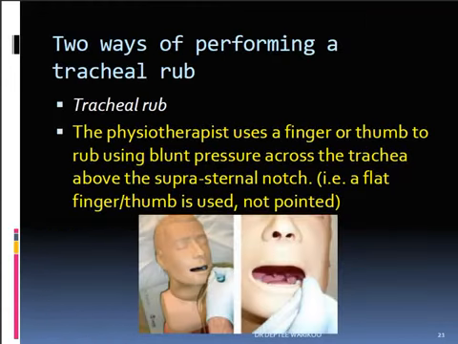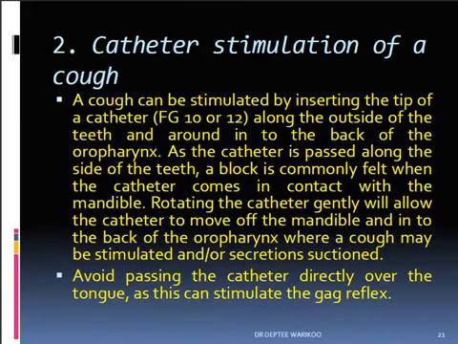You can use any method. Here you could see the first way. This is the tracheal rub. The physiotherapist is using a finger or thumb to rub using blunt pressure across the trachea, just above the suprasternal notch. This is called as tracheal rub.